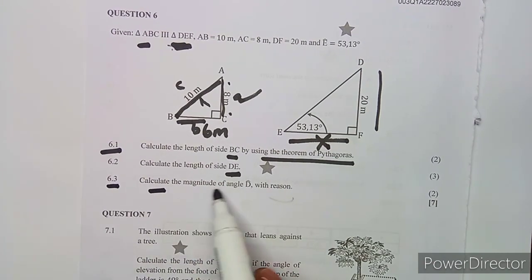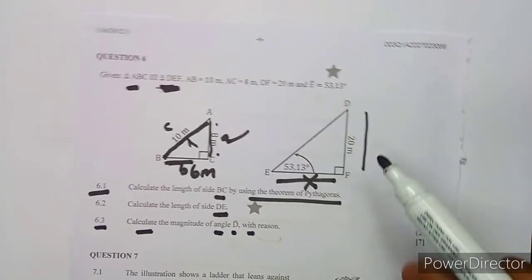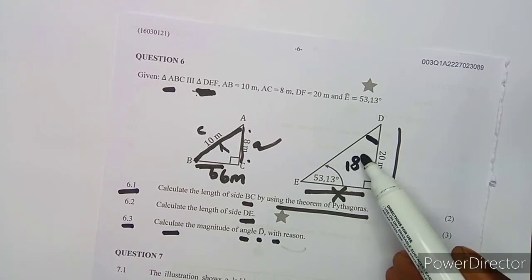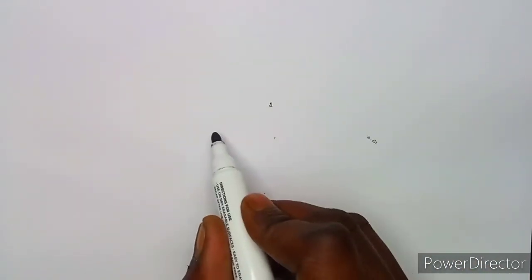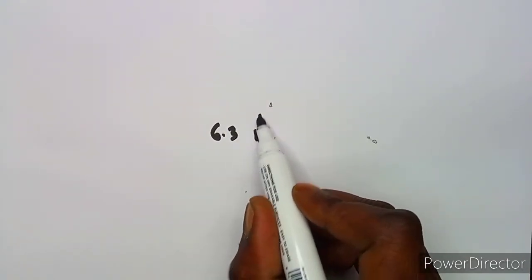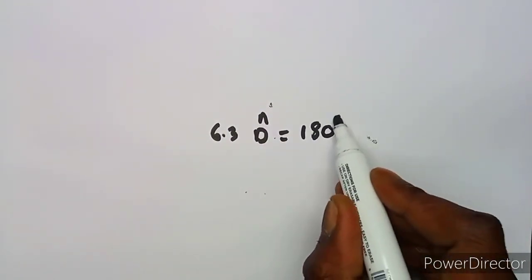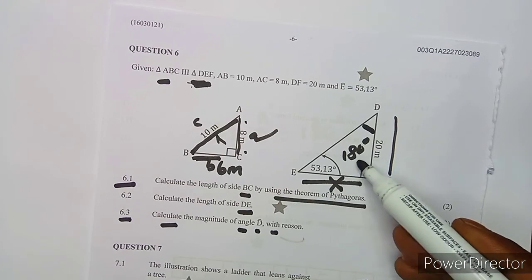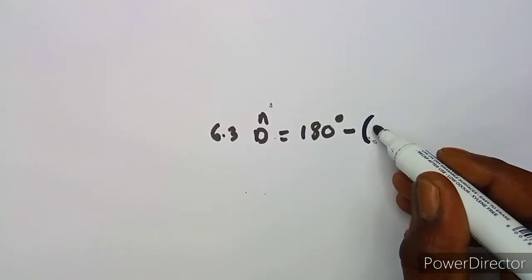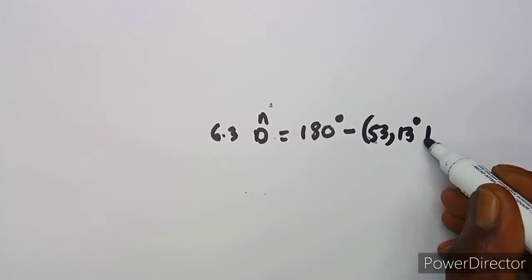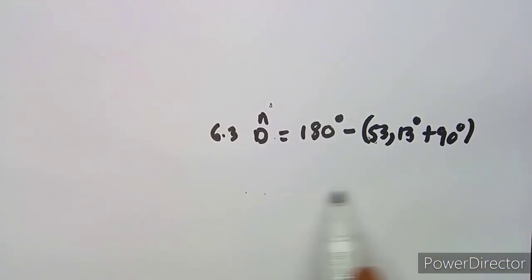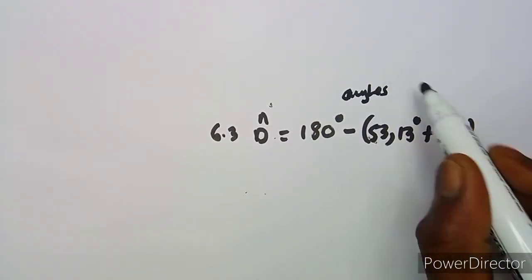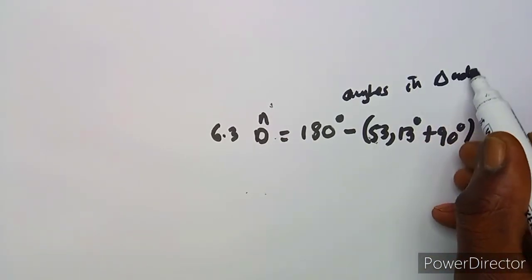On 6.3, calculate the magnitude of angle D with reason. So this is our angle D. D is on this triangle. You know that angles in a triangle add up to 180. So angle D is going to be 180 degrees minus all these angles which are inside. This is 53.13 and this is 90 degrees. Remember, there's a right angle there, 53.13 degrees plus 90. We subtract these two angles from 180 because angles in a triangle add up to 180. That's the reason.